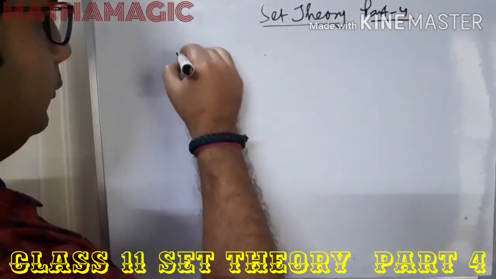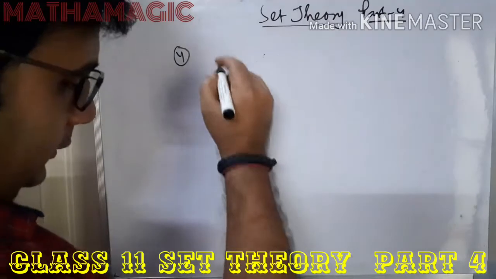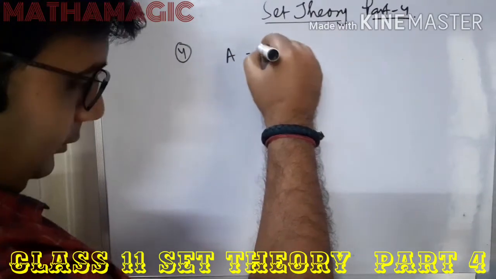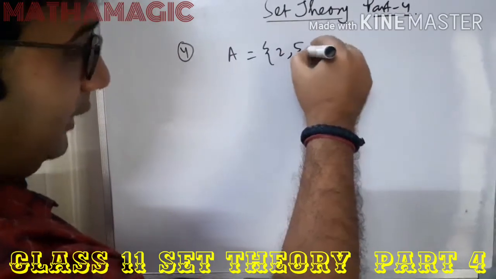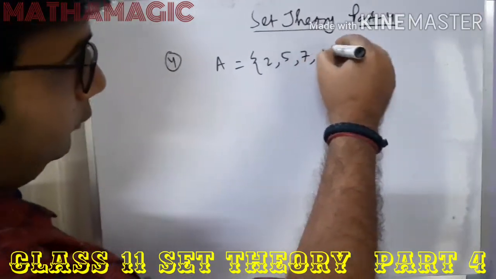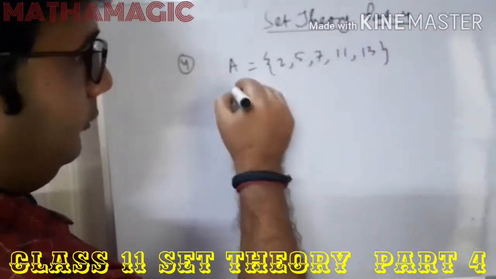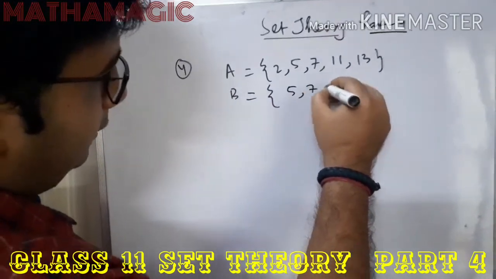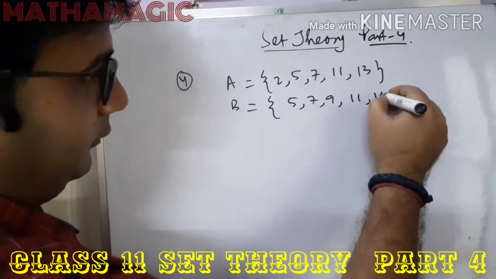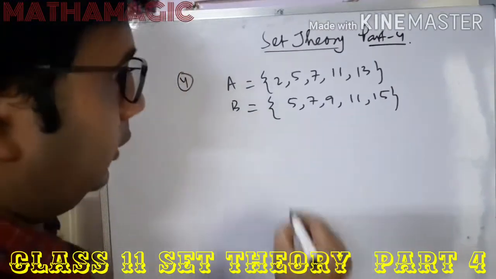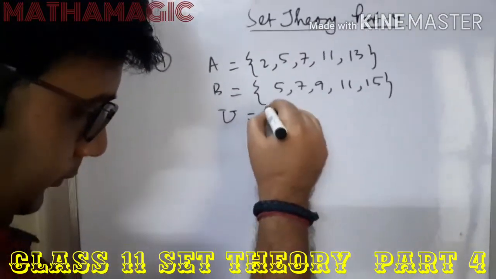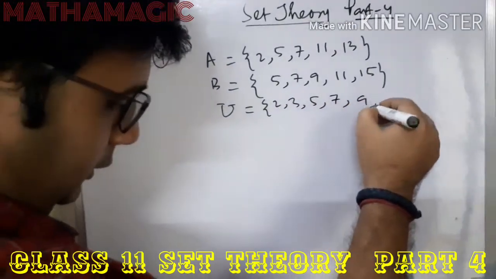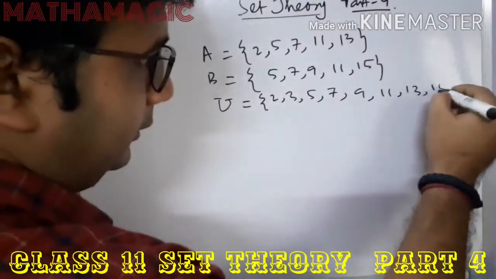Number 4. It is given that A equals 2, 5, and so on. Now we'll move to solve the problem by using the Venn diagram. B is 5, 7, 9, 11 and 15. That is, the union is 2, 3, 5, 7, 9, 11, 13, 15.